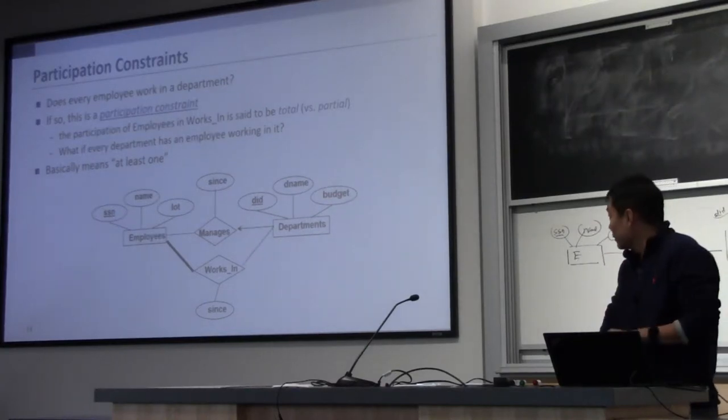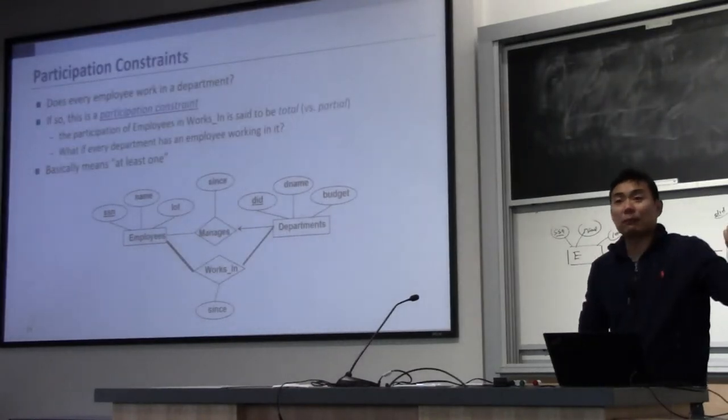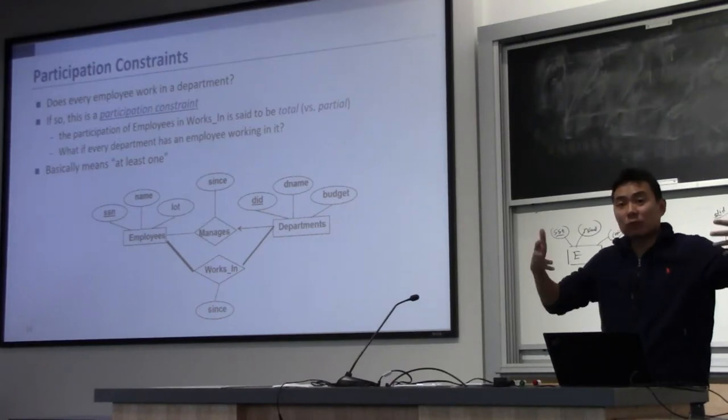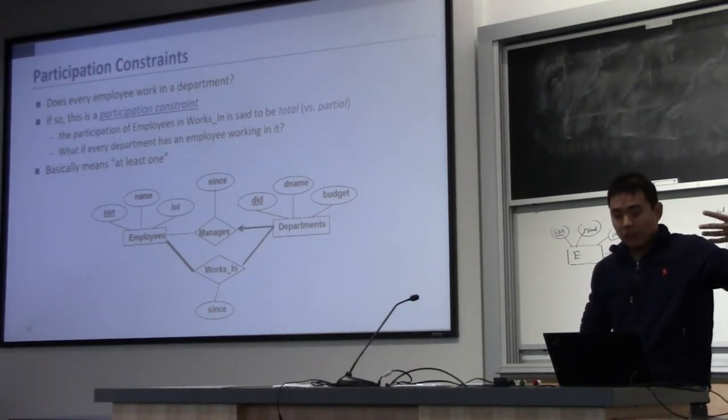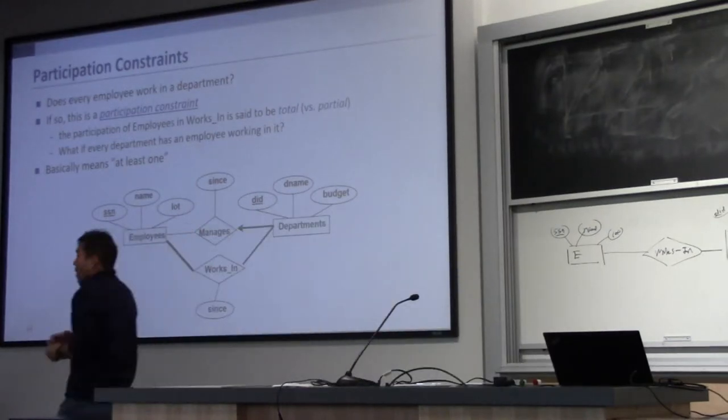Anyway, let me run through the animation first. So this means all employees must work for some departments. If I add bold to this end, this means all departments must have some employee working for that. And it's many to many. What if I do this? Can someone explain to me what this means?